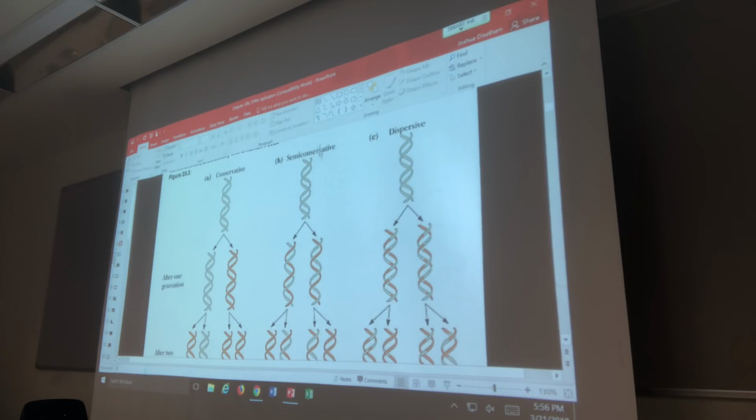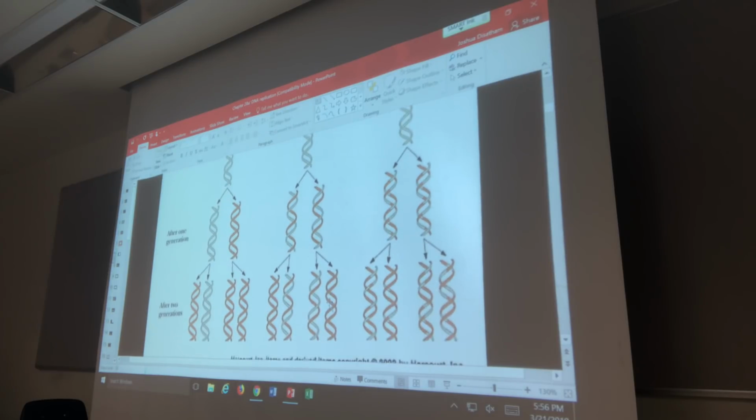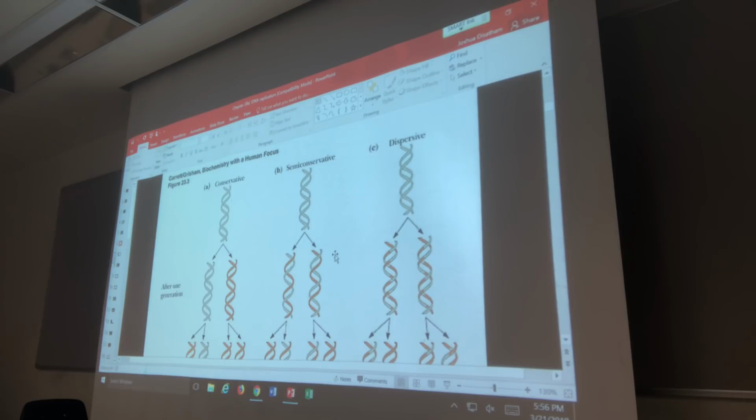So again, the theory of semi-conservative replication is you separate double-stranded DNA into 2 template strands that can each be used as a template to replicate a new strand of DNA. And that process is repeated over and over again. Okay? Well, what's the theory with conservative replication?